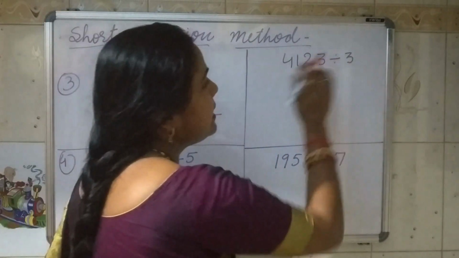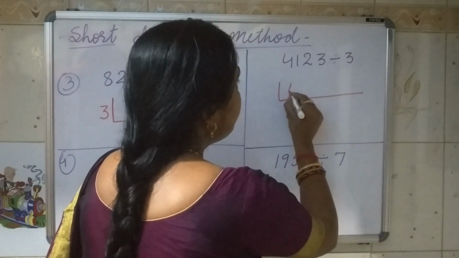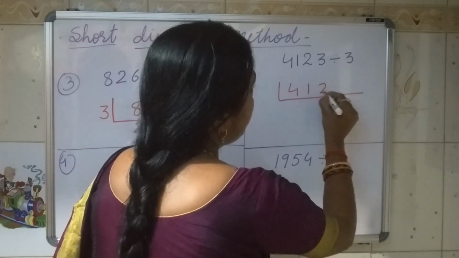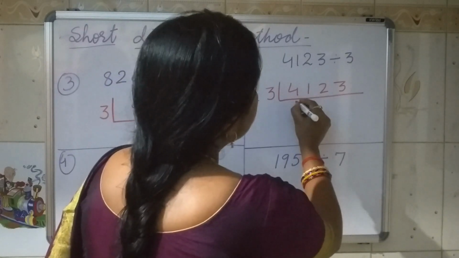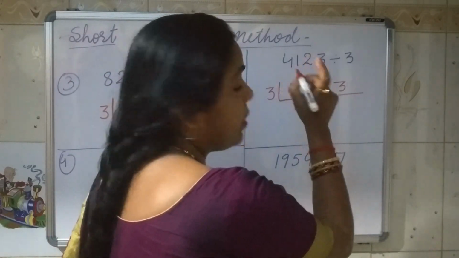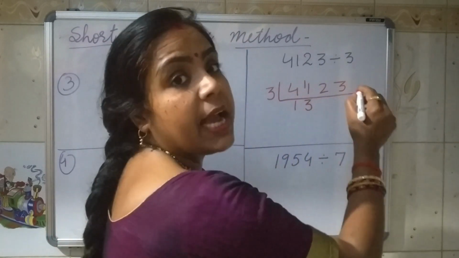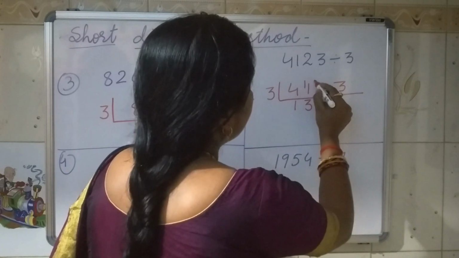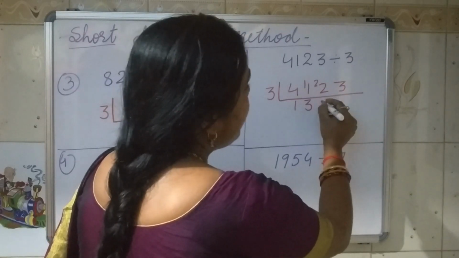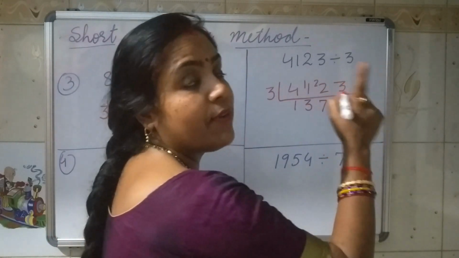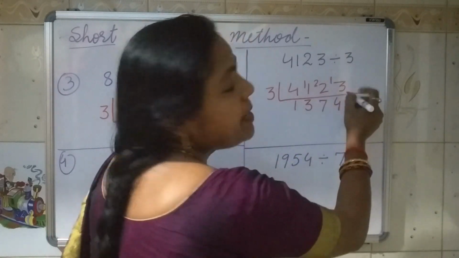Now we are moving to the next question. 4123 divided by 3. This is a different one. I am just showing you. Divided by 3. Now 3 1s are 3. 4 minus 3 is 1. We are writing here 1. 3 3s are 9. 11 minus 9 is 2. Now 3 7s are 21. 22 minus 21 is 1. We are writing here. 3 4s are 12. 13 minus 12 is 1.